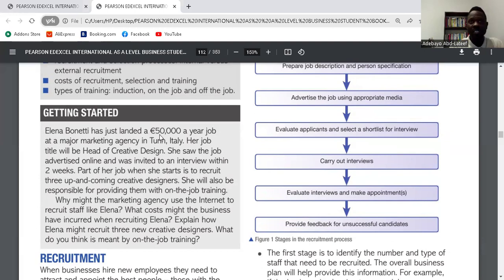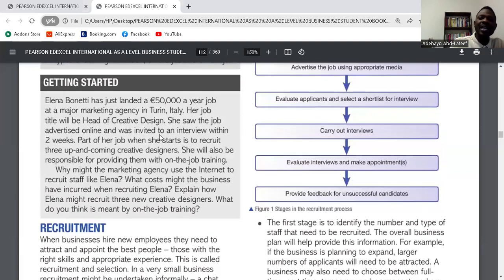But if it is internal, you can use a memorandum, send SMS, or use email within the office. But if it is external, then you have to think about the kind of media you want to use. Do you want to use a national newspaper, or a local newspaper, or radio or television, or social media? You have to think about that if it is external. Then the next one is carry out interviews.